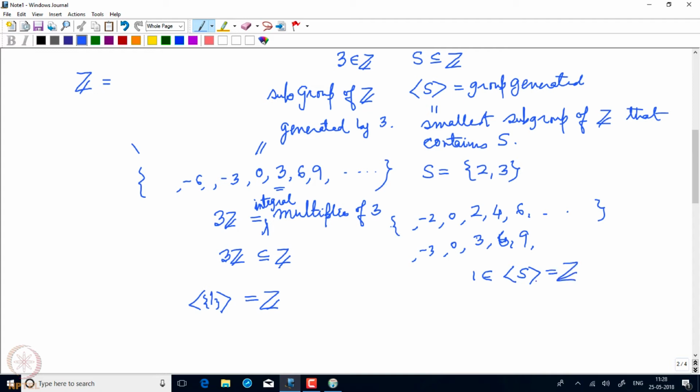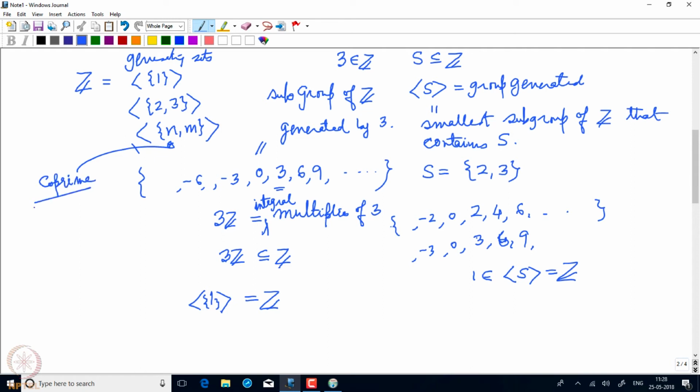So there are various generating sets for Z. So Z is generated by say 1, Z is generated by say 2, 3, or you take any co-prime integers n and m, co-prime, then in fact they are going to generate Z as a group. So there is no uniqueness in the set of generators of a group.